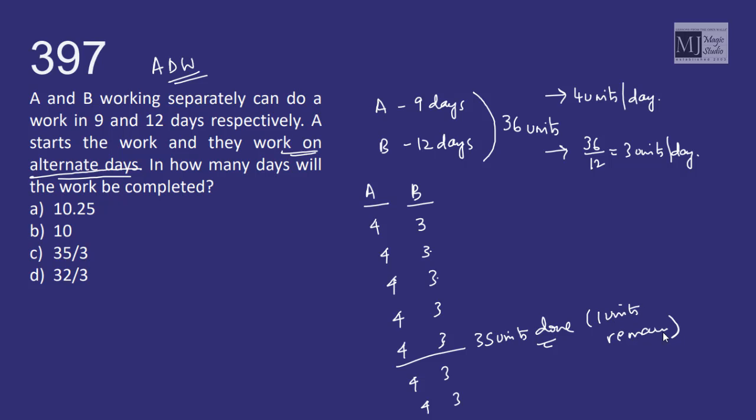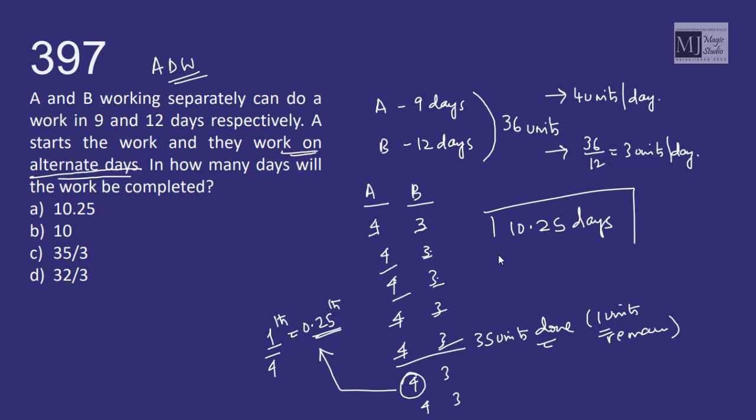Now only 1 unit remains to be produced. And who will produce this 1 unit? Mr. A will produce this 1 unit. In what time? Mr. A produces 4 units in a day. So to produce 1 unit, Mr. A would require 1/4 of the day, that is 0.25 of the day. Now we can count the number of days. 1, 2, 3, 4, 5, 6, 7, 8, 9, 10, 10.25. Work would be completed in 10.25 days. CM rules. Rule number 8 from our rule book of arithmetic. 10.25, option A fits in.